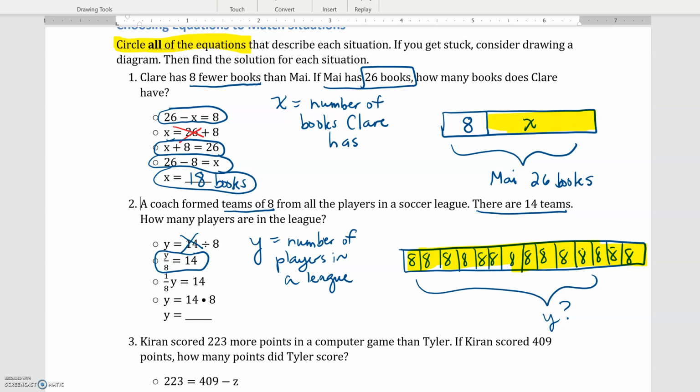If I have a number of players and I multiply it by 1/8, which is dividing into groups of 8, and get 14, that also works here. Could I find y by multiplying 14 times 8, because there are 14 teams of 8? That also makes sense. So to find out what y is, let's multiply 14 times 8. Doing some quick math on the side, I get 112, so y equals 112 players.